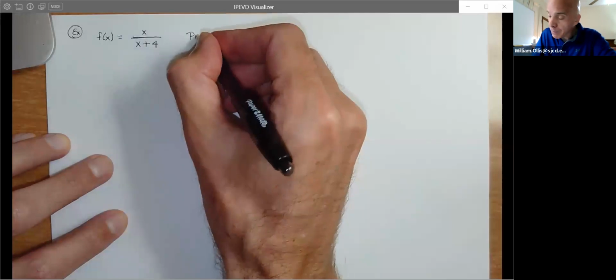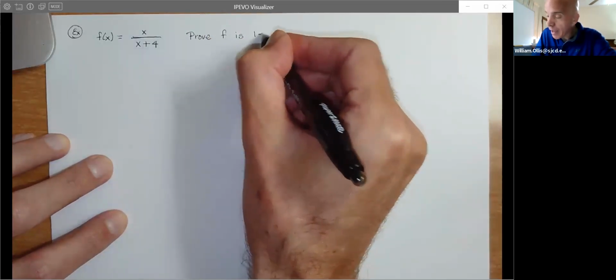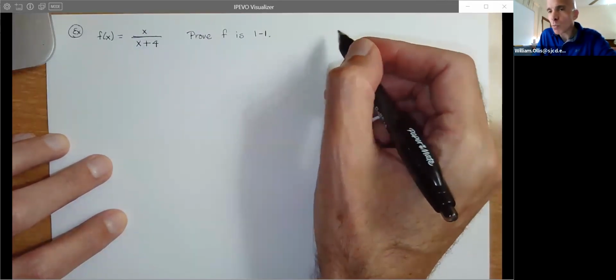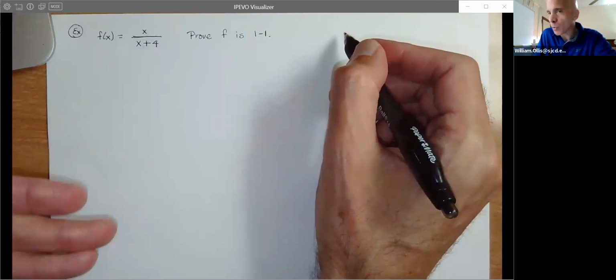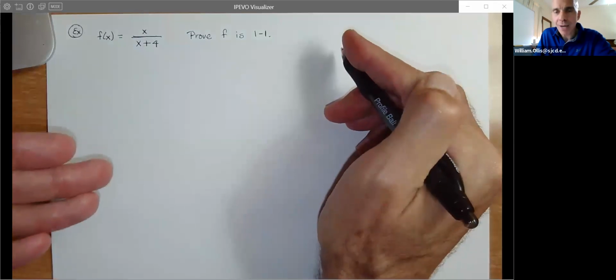So prove f is one-to-one. Now, of course, in the WebAssign, if a function is one-to-one, that is like the vertical line test for the definition of a function. You have the so-called horizontal line test.